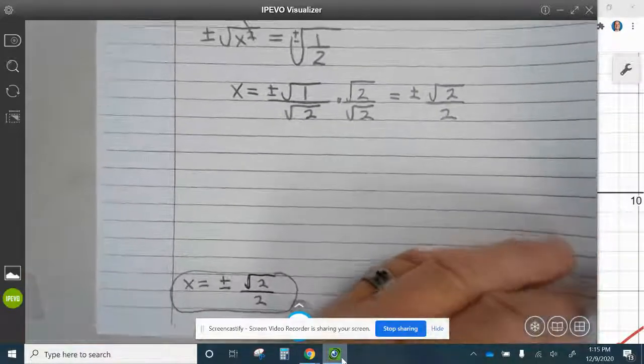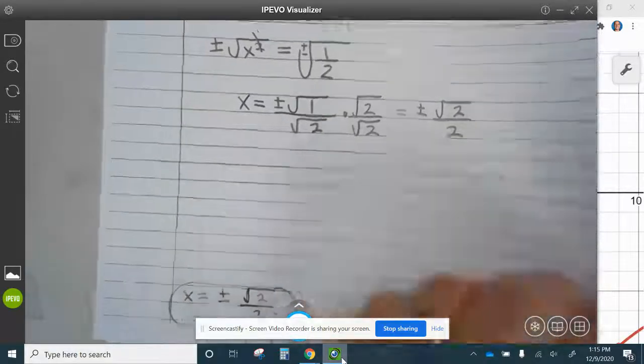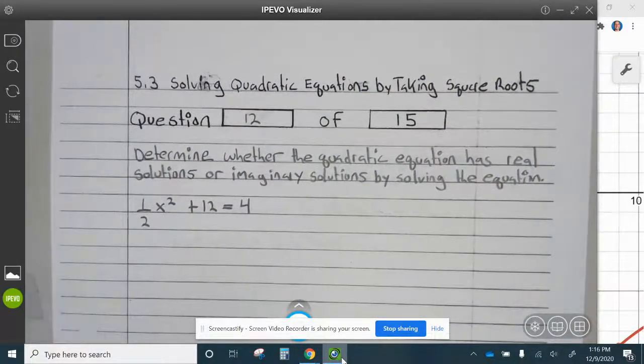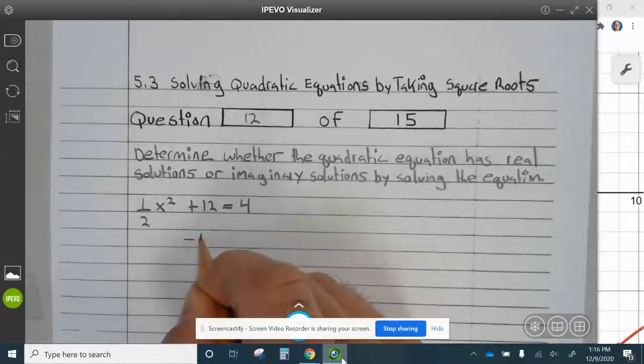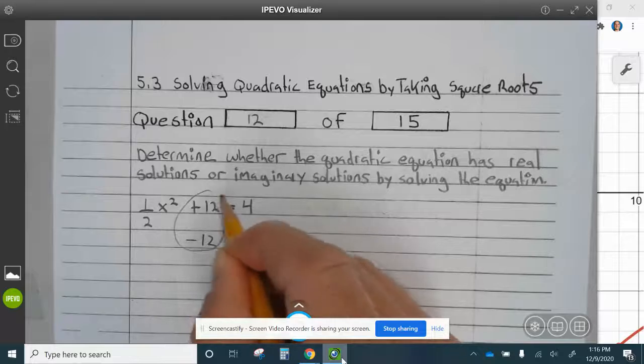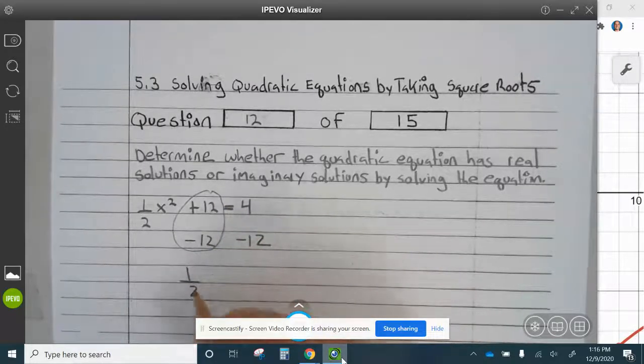All right, let's take a look at the next question. Okay, question 12 of 15. Determine whether the quadratic equation has a real solution or imaginary solution by solving the equation. Okay? 1/2 x squared plus 12 equals 4. So we're going to start by subtracting 12 from both sides. So that becomes 0. So then you have 1/2 x squared equals negative 8.